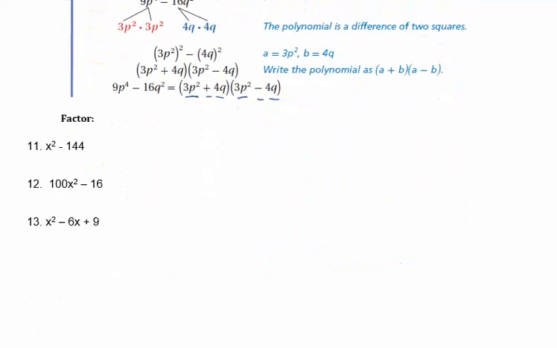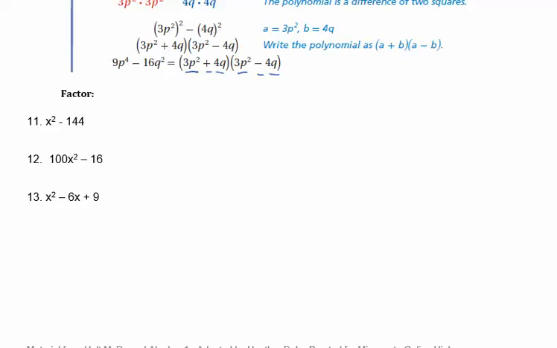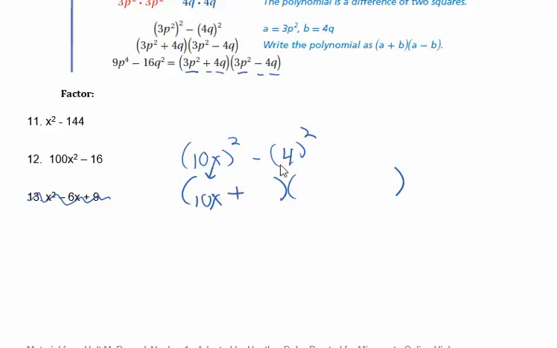So let's find a tricky one here. It's not super tricky, but this is a different problem. I'll fix it on the worksheet before you do it. So let's look at 12. That would be 10x squared, because the square root of 100 is 10. The square root of x squared is x, minus the square root of 16 is 4. So when you write your two sets of parentheses, you're going to put the first one, 10x plus 4, or you can do plus or minus in either order, and then the other one will be 10x minus 4.